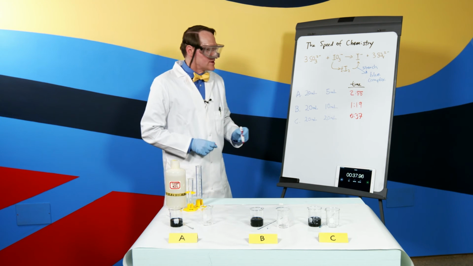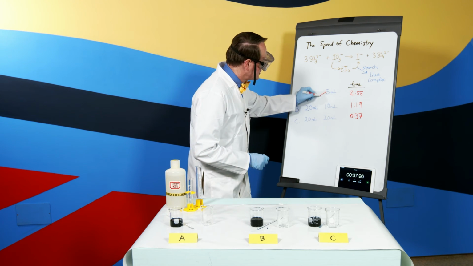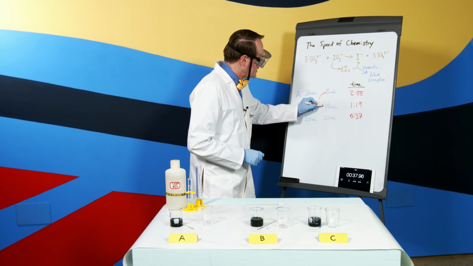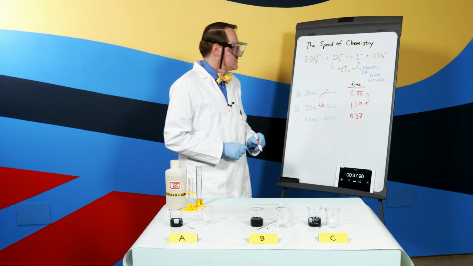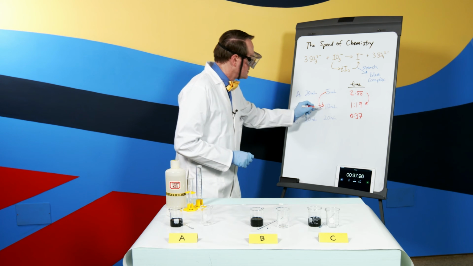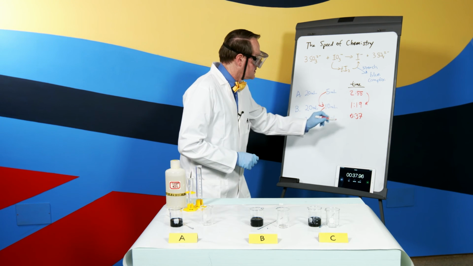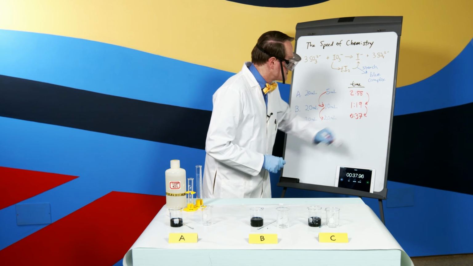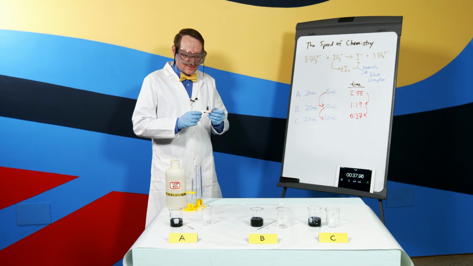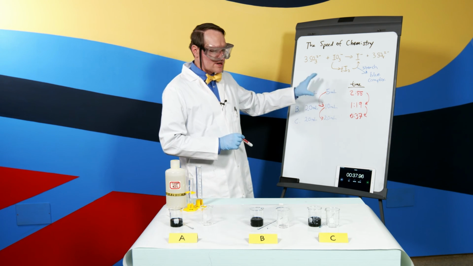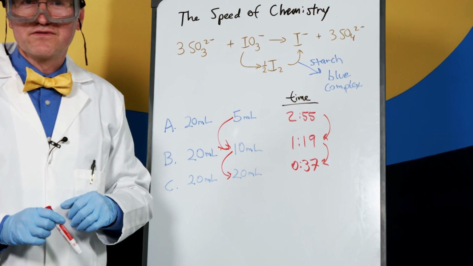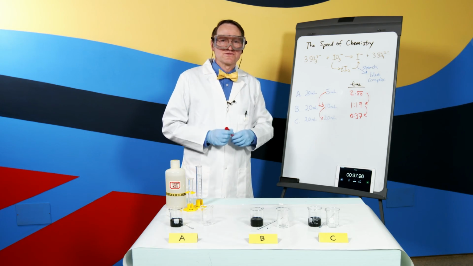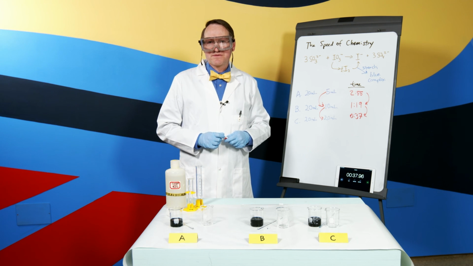So we can see a trend here. When we doubled our amount of iodate, or concentration of iodate, our time was about half. Then we doubled again, and our time was about half again. So the trend here is that increasing the amount or concentration of a reactant increased the speed of the reaction. And in other lessons, we'll learn what other factors contribute to the speed of chemistry.